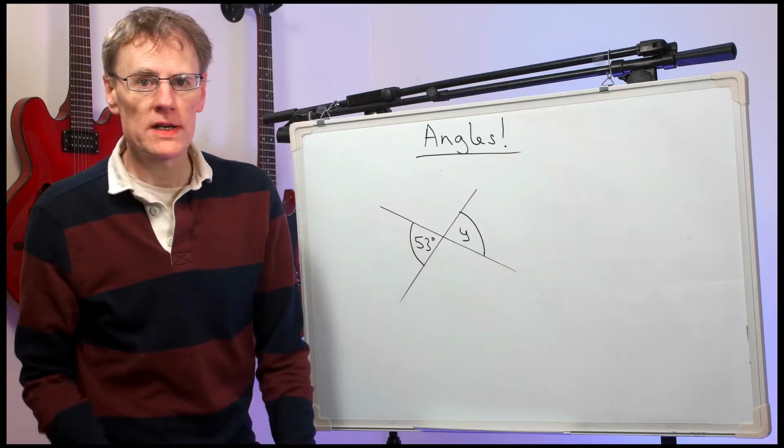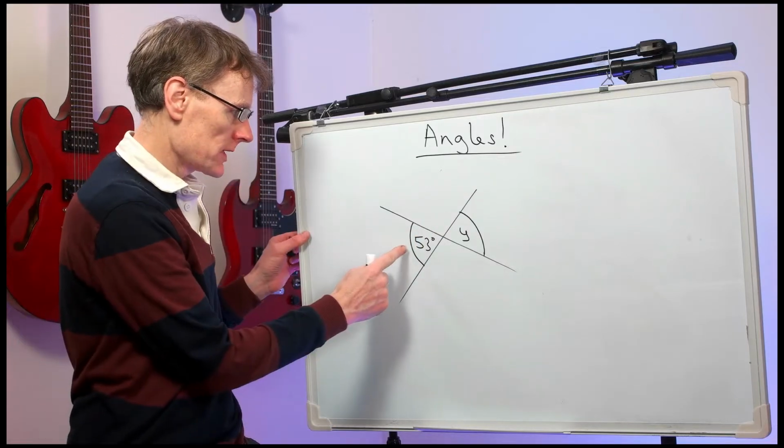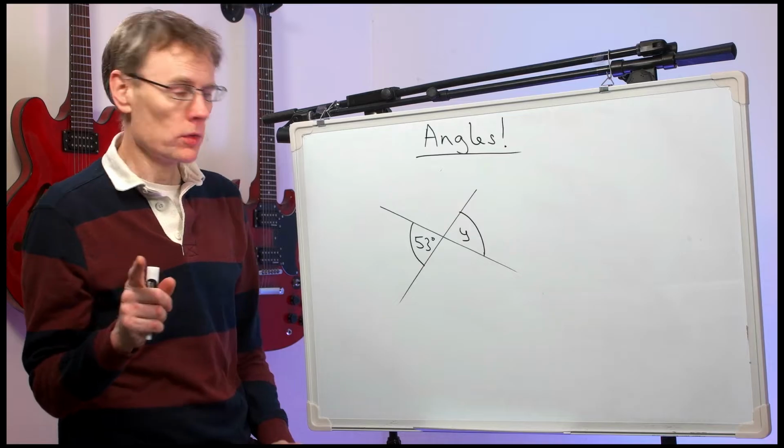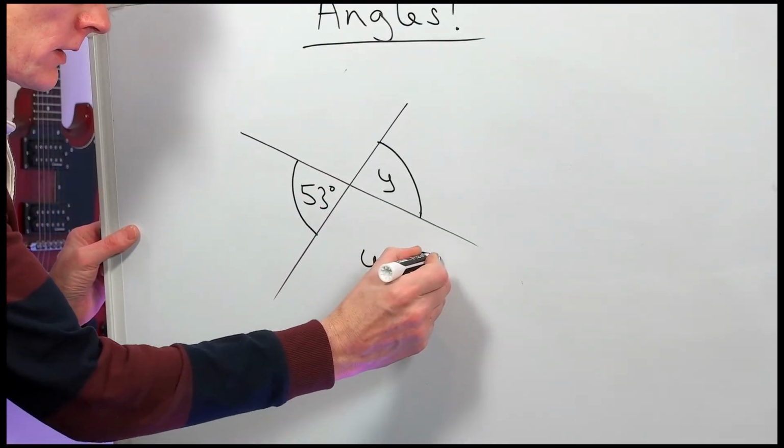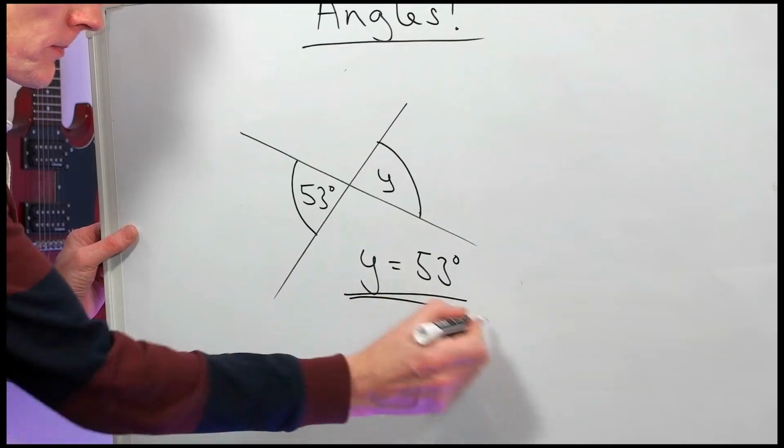Now, what about these two angles? Well, these are called vertically opposite angles, and vertically opposite angles are equal. So y equals 53 degrees.